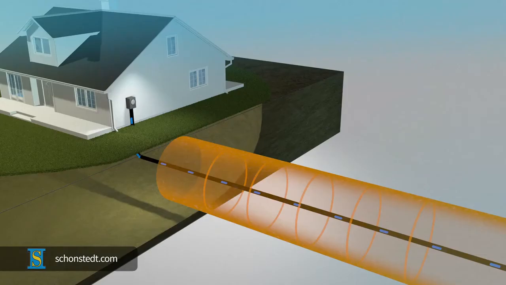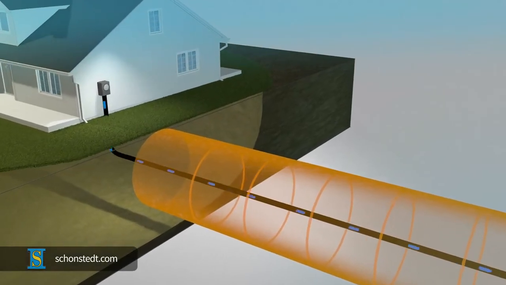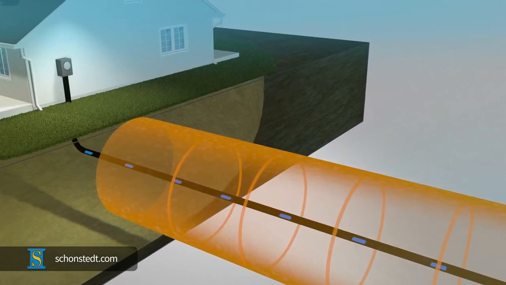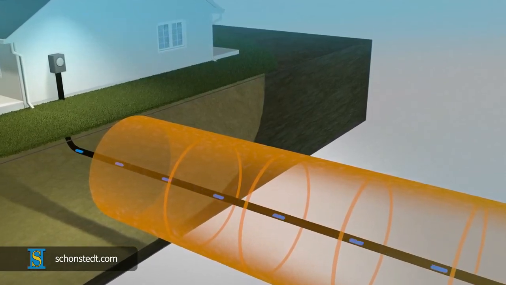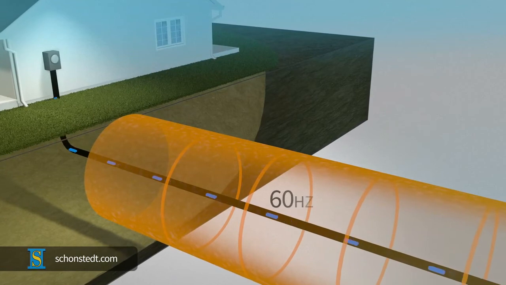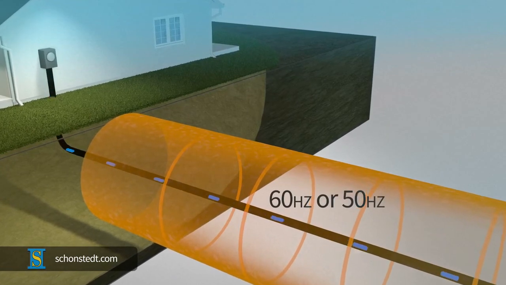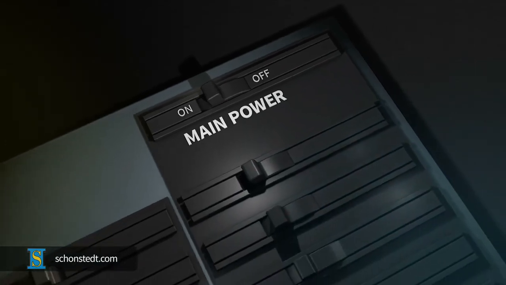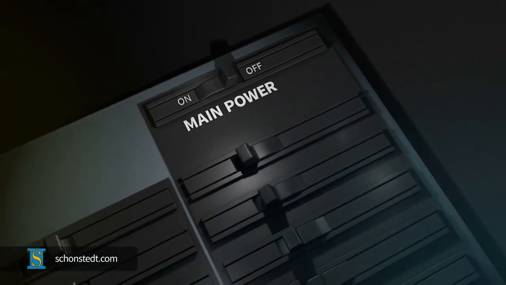Passive locating is the act of finding cables that already have a circulating current, such as buried power lines. The cable must be energized with a network distribution electrical current at a frequency of 60 or 50 Hz, depending on the part of the world in which you live. The passive method will not work if the power is off.